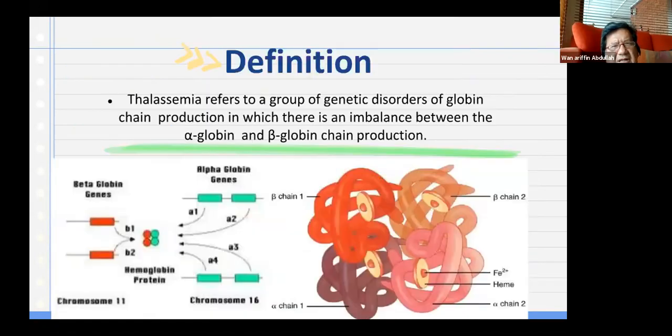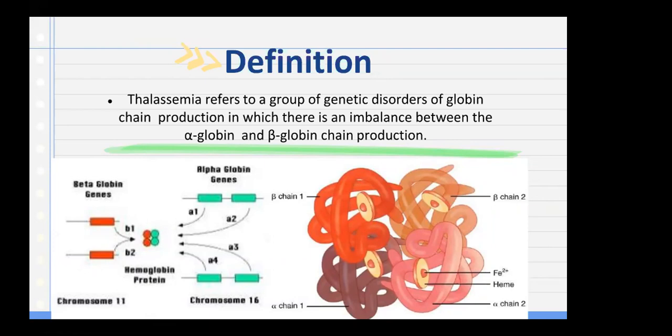Can you go back? Okay, so you must specify that these are genetic disorders of alpha globin or beta globin chain production, which cause imbalance, because there are many other types. There is delta thalassemia also, which is very rare. In delta thalassemia, you don't get this so much alpha or beta globin chain production problem. So that's why you have to mention that the commonest types affect alpha and beta globin chain production, resulting in imbalance.